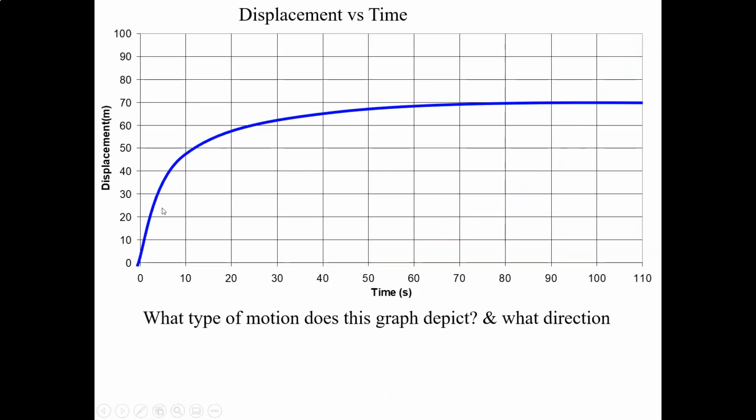So here we have kind of the opposite graph. We've got a line that's flattening out. Okay? So here the line is starting out pretty steep, okay? And it's getting flatter and flatter until it's perfectly flat. So here it was moving, and here it comes to a stop. So it's slowing down. So as the line gets flatter and flatter on a displacement versus time graph, that means that the object is slowing down.